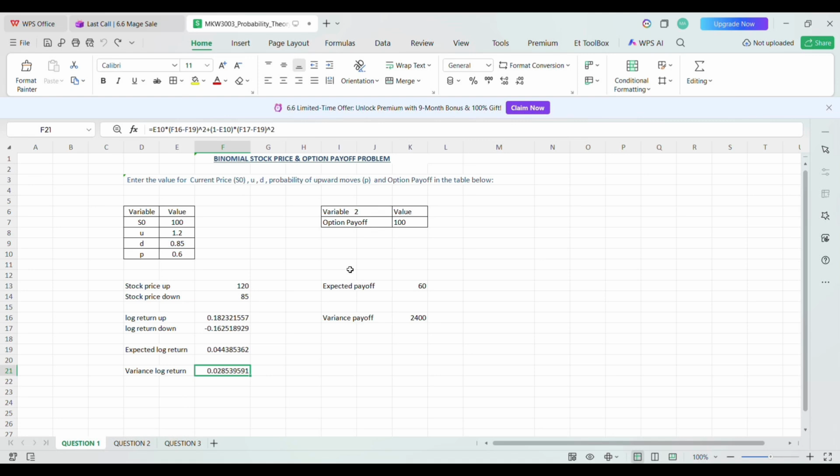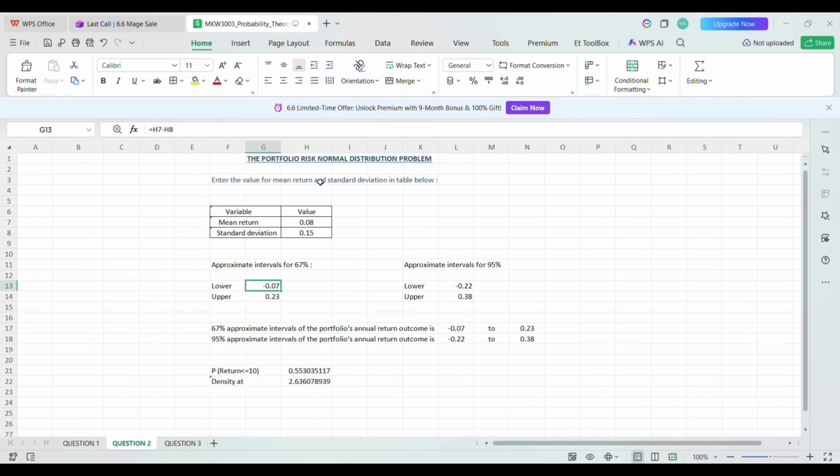Then we also have to find the expected payoff and the variance of the payoff. So I made the second table, which is the option payoff, and we have to enter the value of 100. For the expected payoff, we get the answer 60 from this command, and for the variance of the payoff we get 2400, and I use this command.